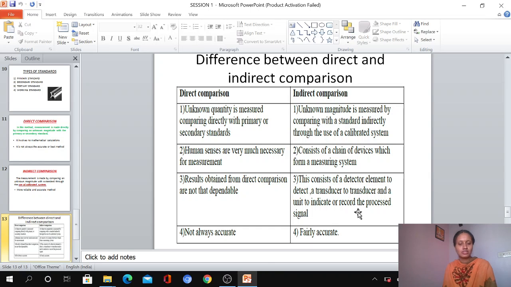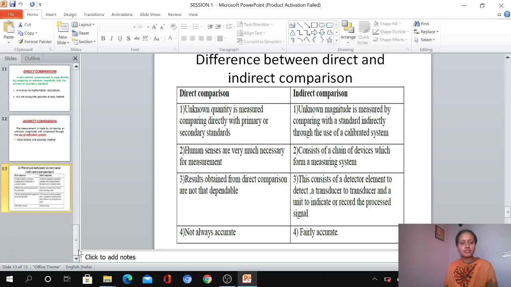So next, direct comparison is not always accurate. Not always. Sometimes it may be, but not always. And indirect comparison is fairly accurate.